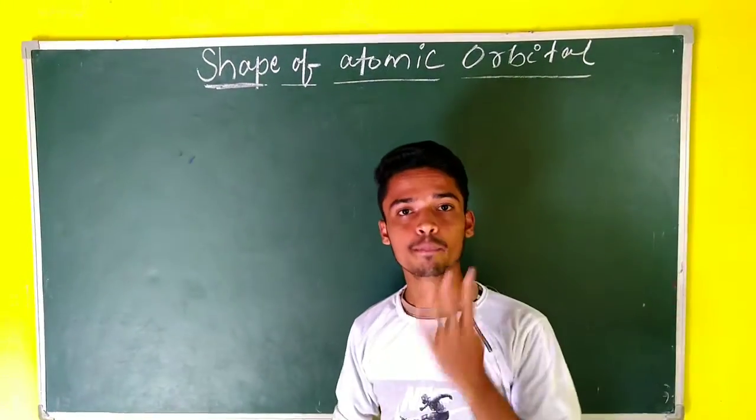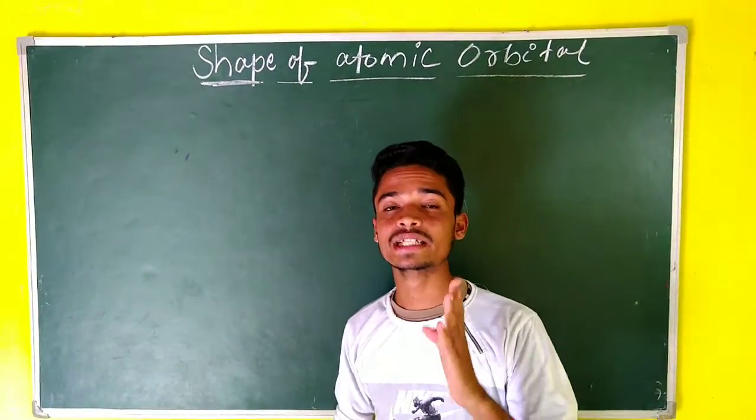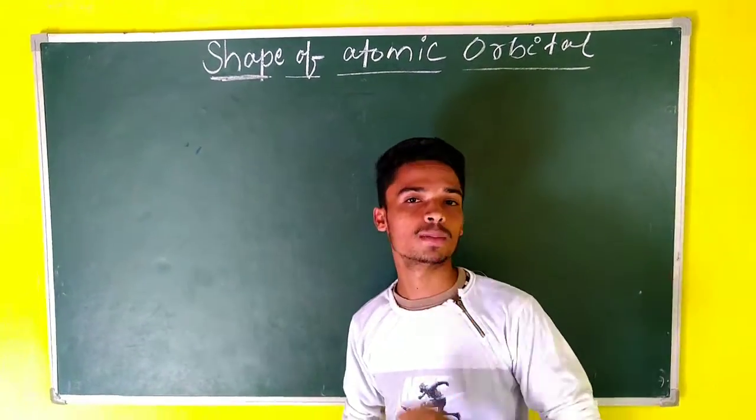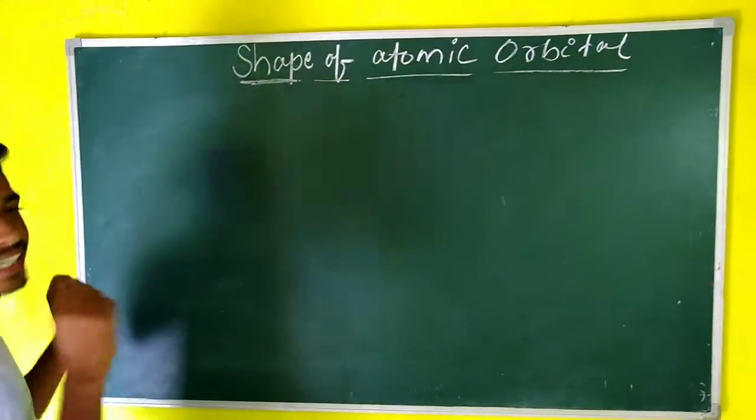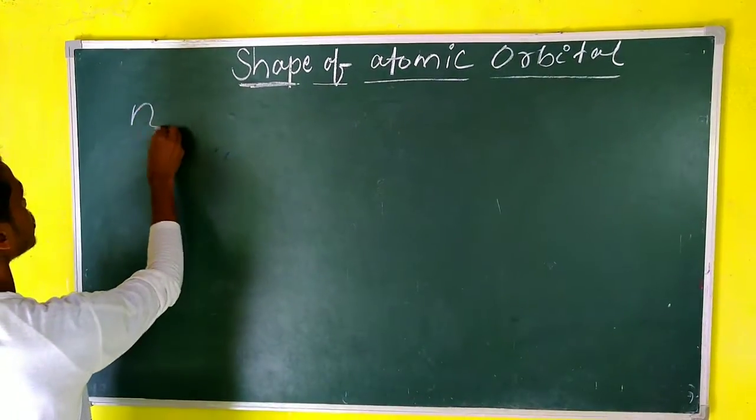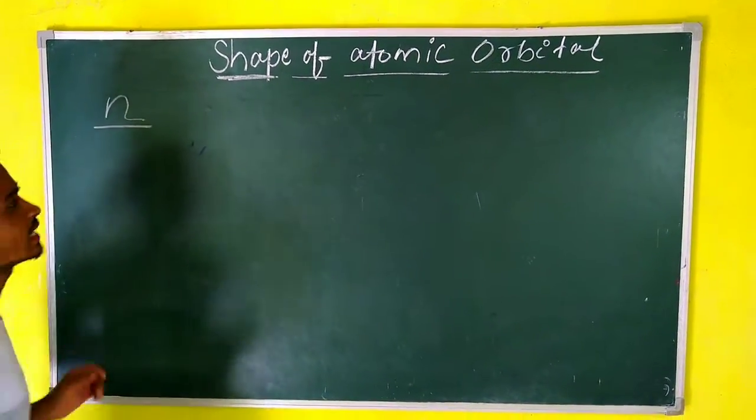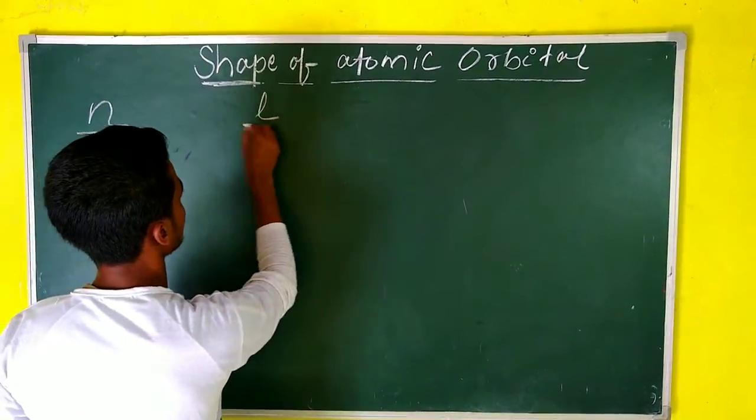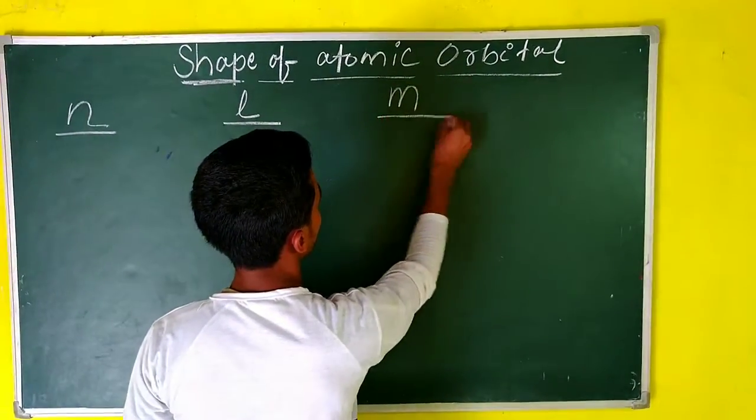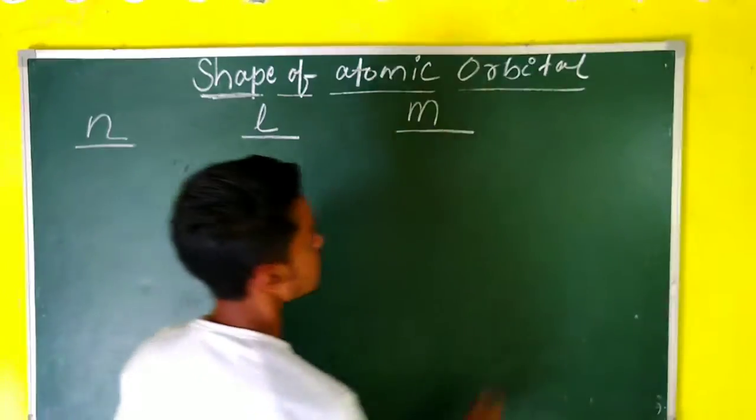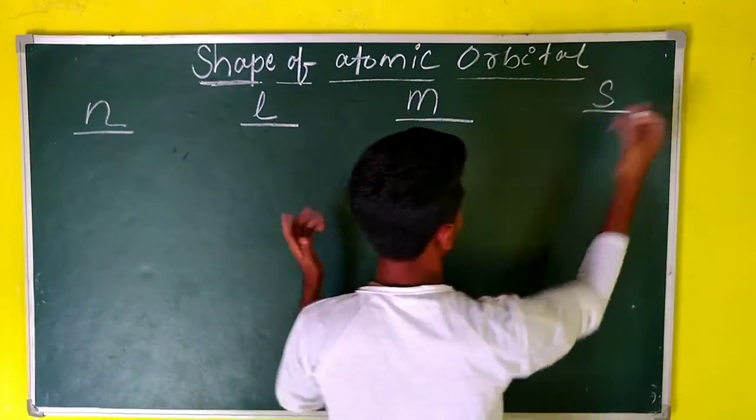Quantum numbers are of four types, and electrons have four quantum numbers. The first is the principal quantum number, denoted by small n. Second is the azimuthal quantum number, denoted by small l. Then the magnetic quantum number, denoted by small m, and the spin quantum number, denoted by s.